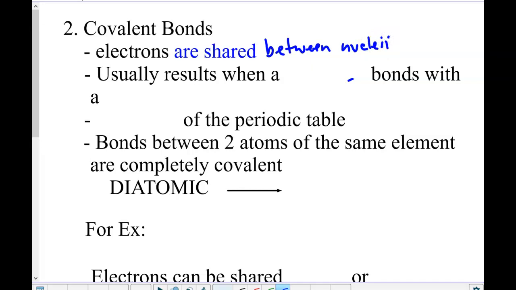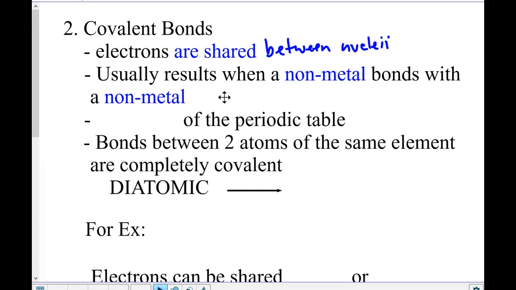I like to think of it as the atoms working together. They're cooperating. They're covalency. All right. So this usually results when a nonmetal bonds with another nonmetal. So when a nonmetal and a nonmetal bond with each other.